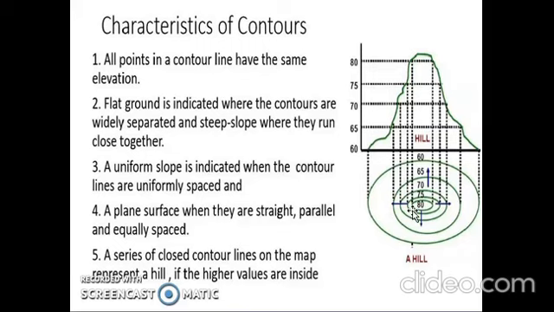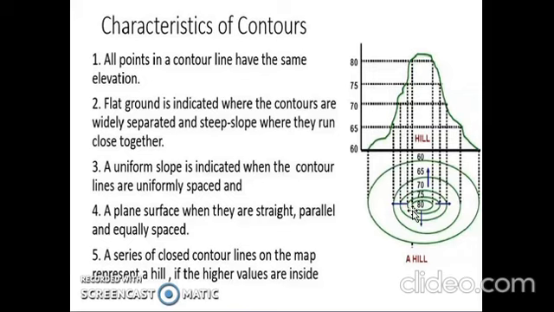Flat ground is indicated where the contours are widely separated and steep slope where they run close together. So when it is almost flat ground, the distance between two contour lines will be very high. So the contours are widely separated, and if it is steep, they are very close together. That means the interval is very small, so that you get each and every minute detail.